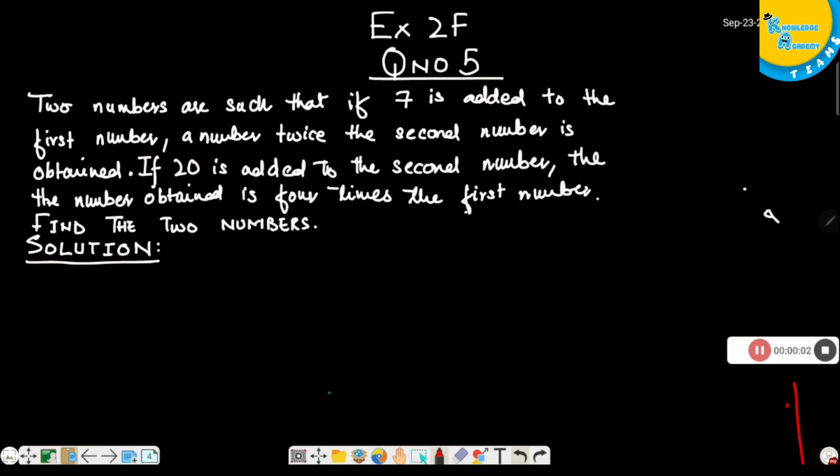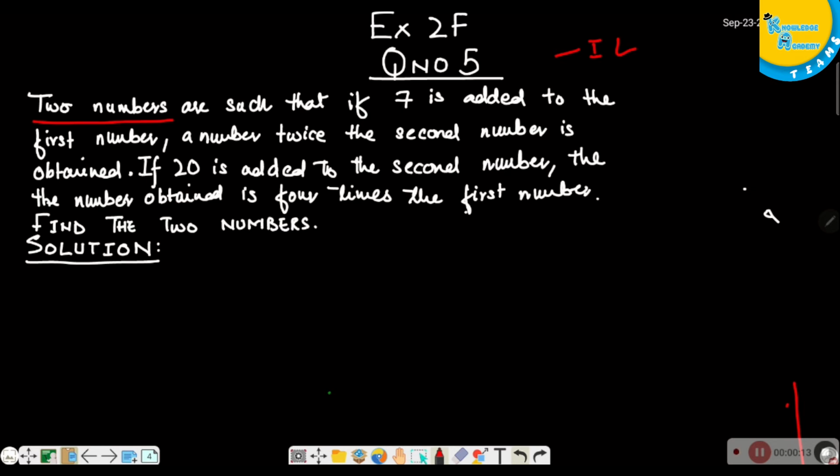Alright, question number 5 from exercise 2F, and this question is present in the intermediate level. So the two numbers are such that if 7 is added to the first number, a number twice the second number is obtained, and if 20 is added to the second number, the number obtained is 4 times the first number, and we have to find the two numbers.